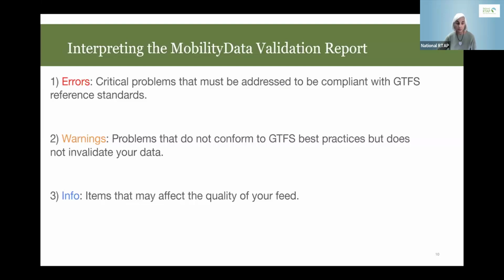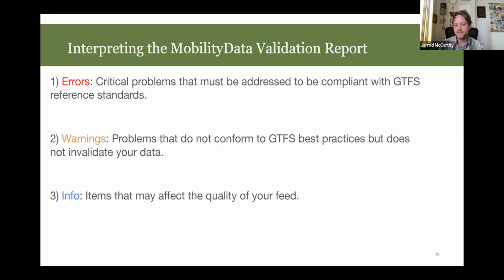That report gives you a list of notices where it identified inaccuracies. So the 3 degrees of severity of notices are errors, which are the most severe of the notices. Those are critical problems that have to be addressed to be compliant with the reference standards. So that's if there's an immediate mistake, you're missing a file, or there's a field that's missing that's required, something along those lines.